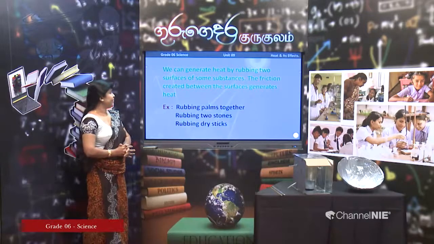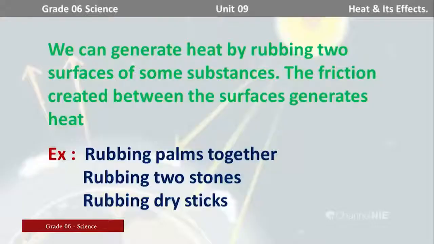We can generate heat by rubbing two surfaces of some substances. The friction created between the surfaces generate heat. Examples: rubbing palms together, rubbing two stones, and rubbing dry sticks.